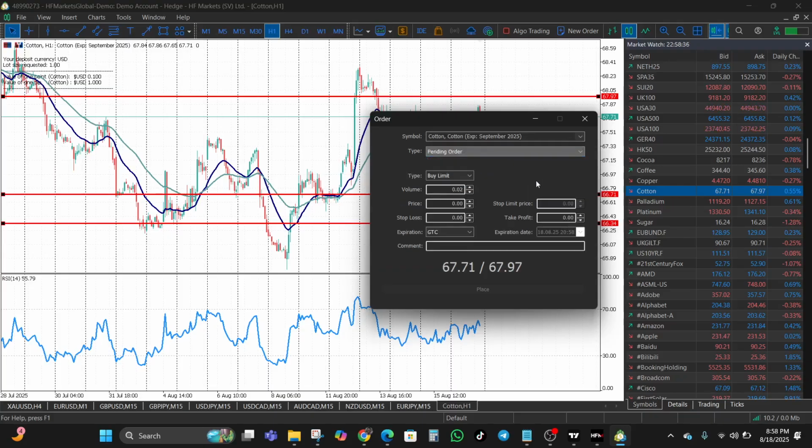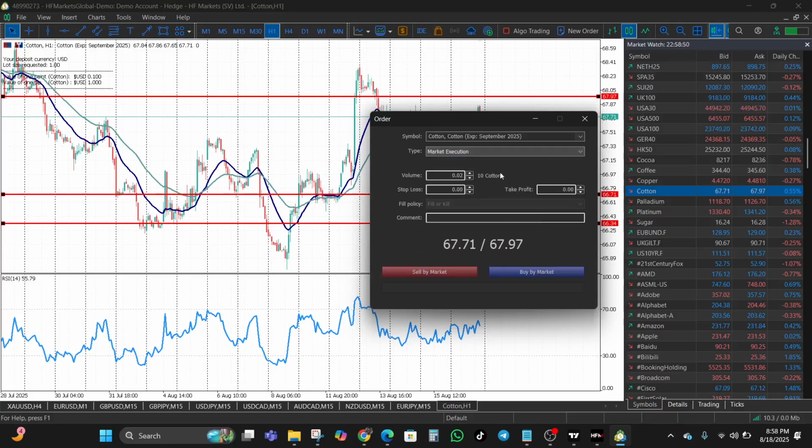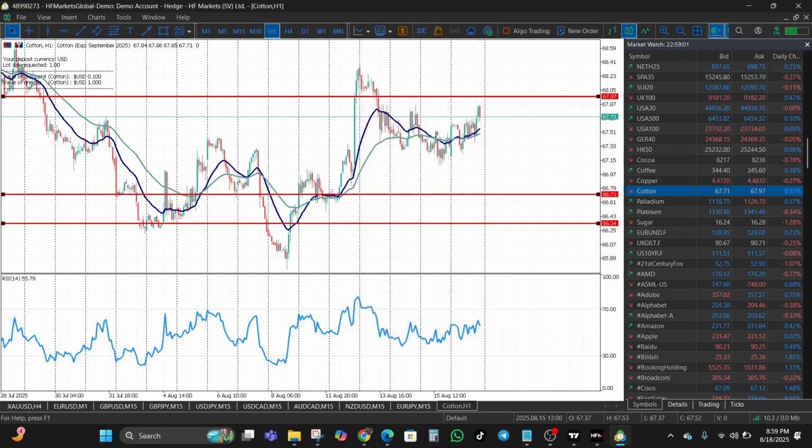But for the pending order, it's a kind of order whereby the trade is only executed when the price gets to that particular point that you set the order. Okay, so with market execution, you enter the trade immediately. All right, but with a pending order, it allows you to set the trade at a future price level. Okay, so this is an example. Let's say I want to buy around this zone.